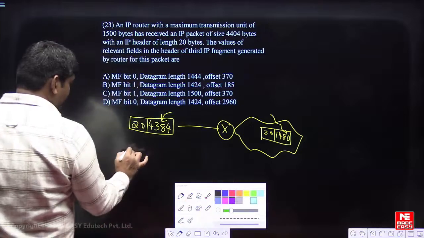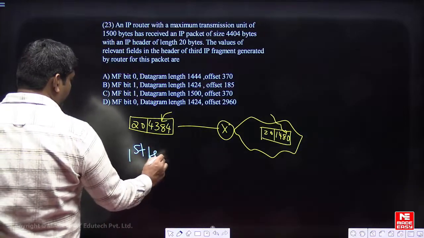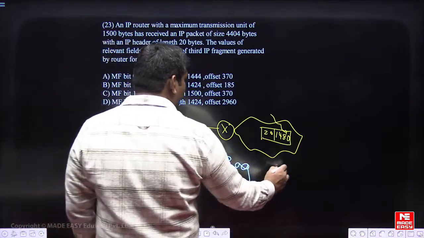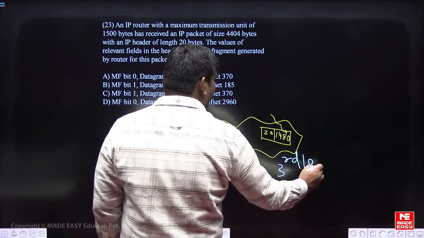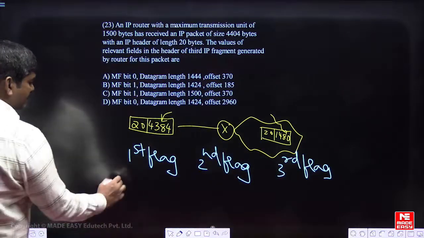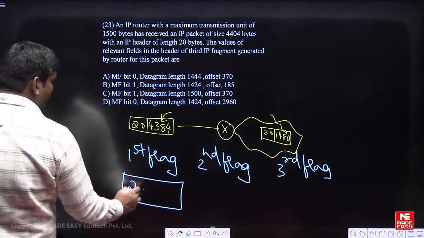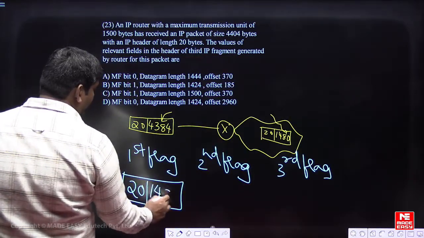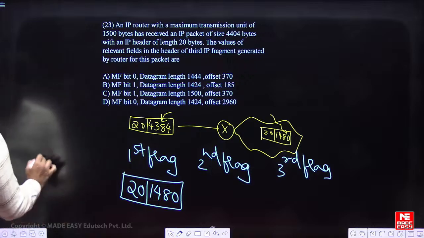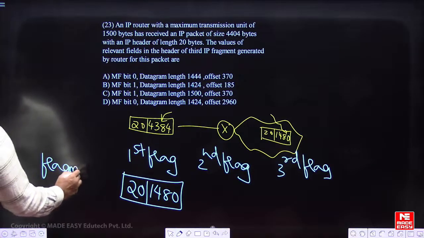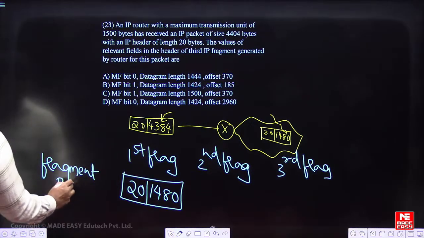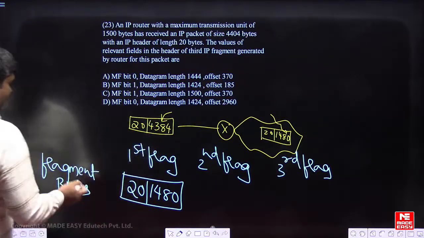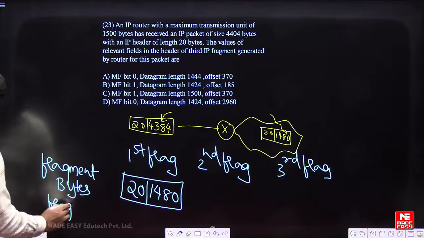Yeah, so if I write for the first fragment, then the second fragment, then the third fragment, how do you do the calculation? See, the first fragment, out of this 4384, the first fragment is allowed 1480. So what we are calculating is the fragment bytes, the distribution of the bytes available in the packet.